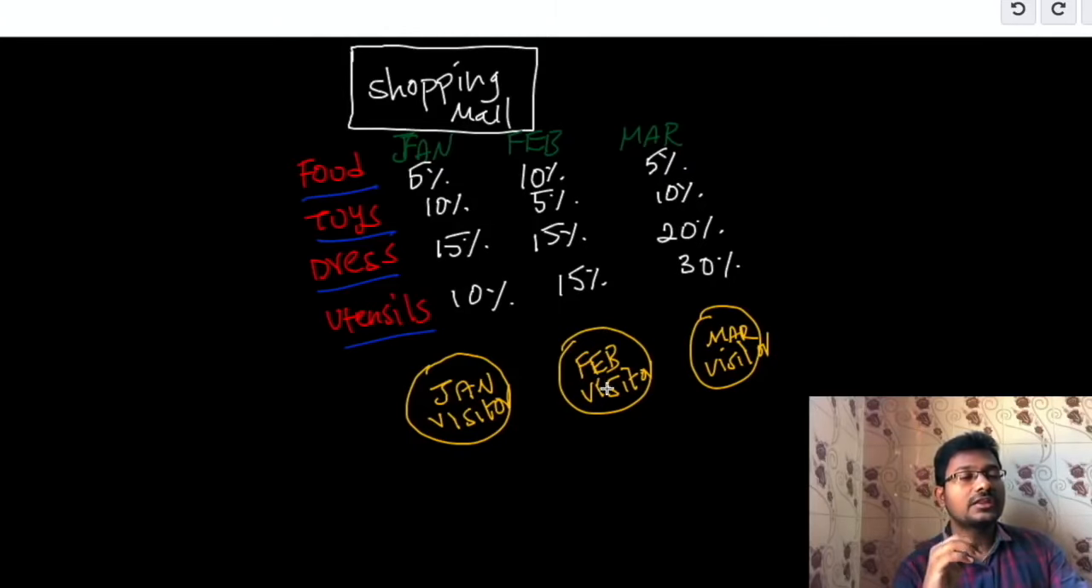The February visitor is visiting food, toys, dress, and utensils, and it is determining the tax percentage. And then March visitor is visiting the elements: food, toys, dress, and utensils, and then it is determining the tax percentage for that month. So here this visitor is playing a major role. This visitor is determining the tax percentage for the elements based on various criteria.